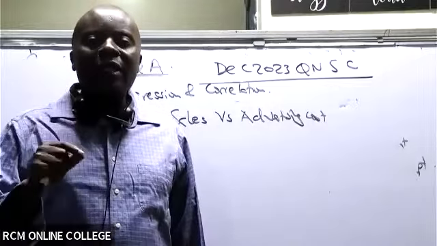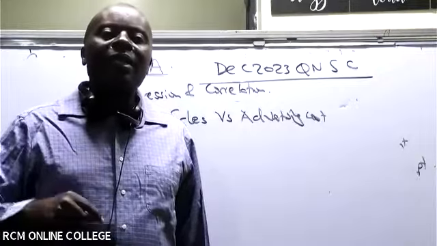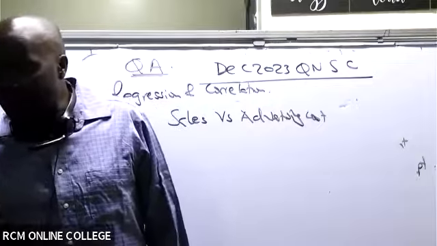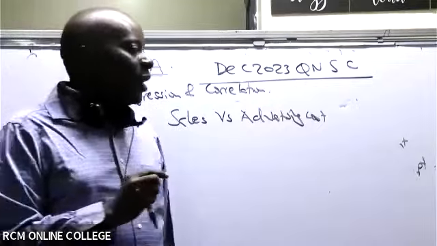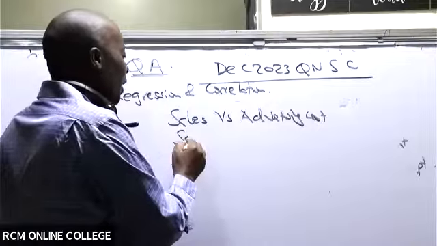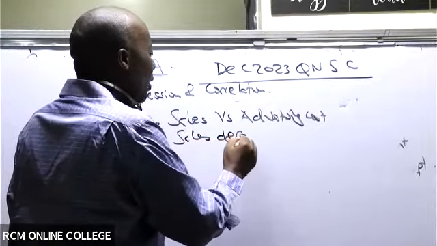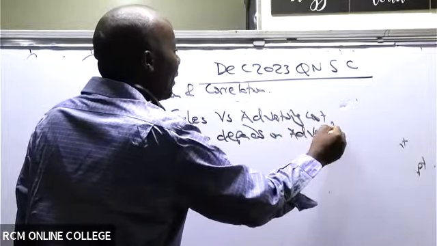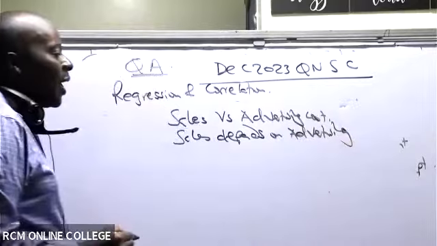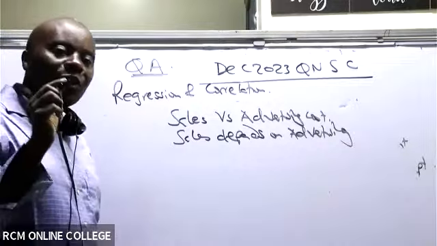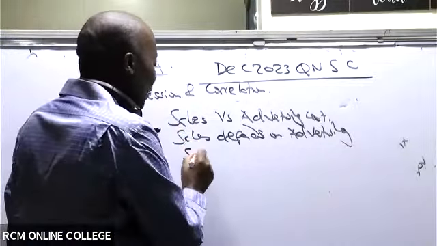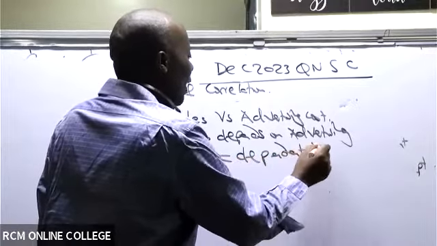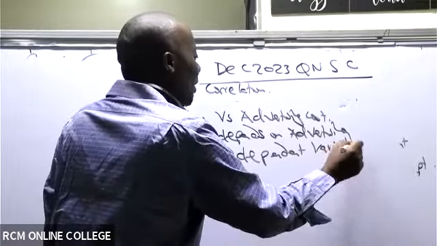The moment you aggressively advertise, then sales will have to grow. Sales depends on advertising. Thank you very much, Sabrina. So sales depends on advertising, and therefore sales is the dependent variable.